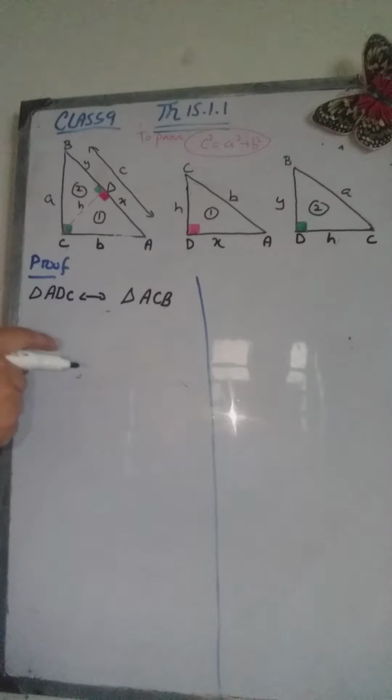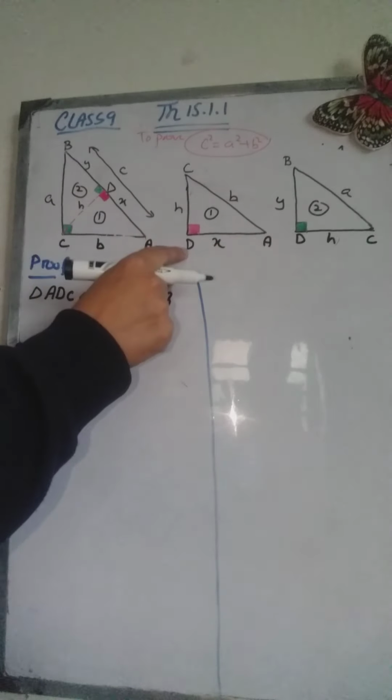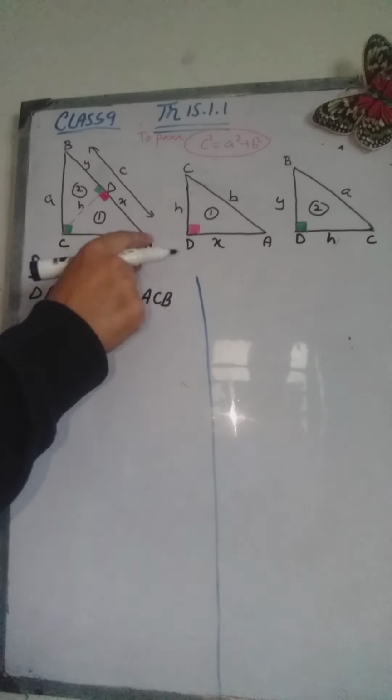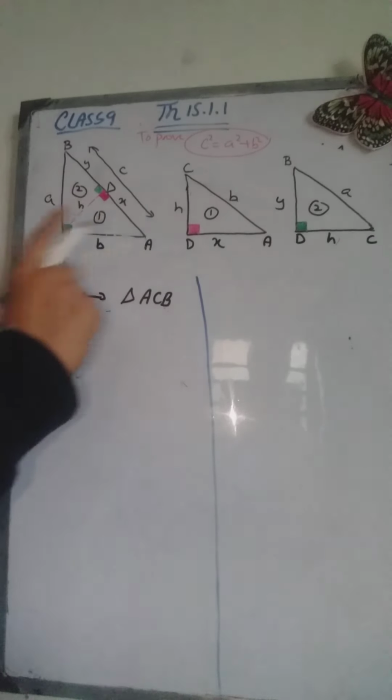Okay, so I have taken triangle ADC. ADC is this triangle. I am comparing it with ACB, this bigger one. Now in both these triangles we have an angle common to them. This angle A lies in triangle ACB as well as in triangle ADC. I am comparing triangle ADC with triangle ACB.